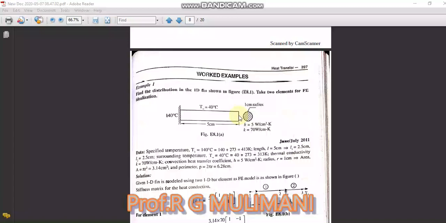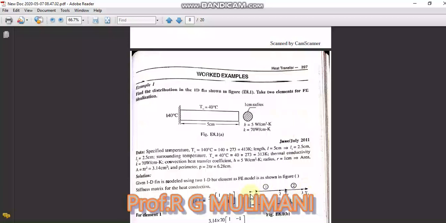Then by using the equilibrium equation you find the unknown nodal temperatures, in a similar fashion to what we have done for bars, beams and trusses. Let us find the conduction matrix. First you take discretization. The body is divided into 2 elements: element 1 which has nodes 1 and 2, and element 2 which has nodes 2 and 3.